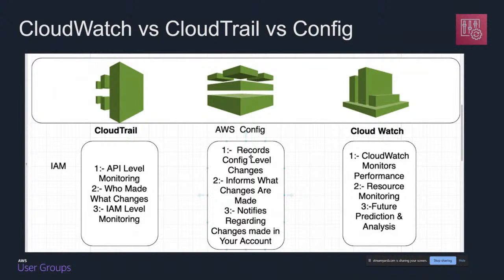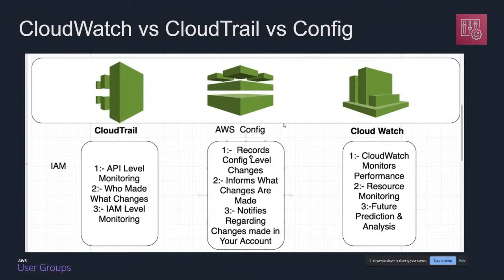To understand the difference, I would think CloudTrail, Config and CloudWatch might have some similarities, but they're not the same. So to understand the difference, I've added this slide. Basically, what CloudTrail will do, it will give us the API level monitoring, right? So which user accessed which resource to perform what action. This is what CloudTrail logs, right? Who made changes and IAM level monitoring, so users, roles, groups, etc.